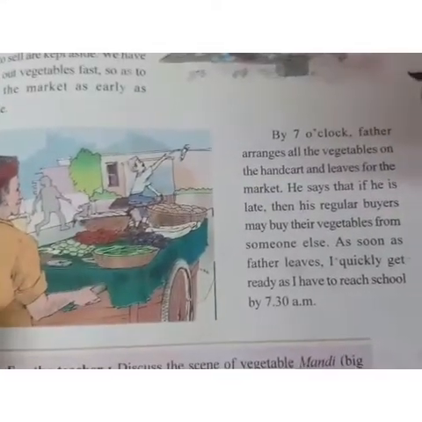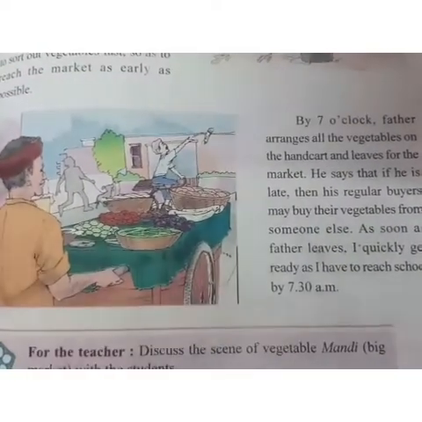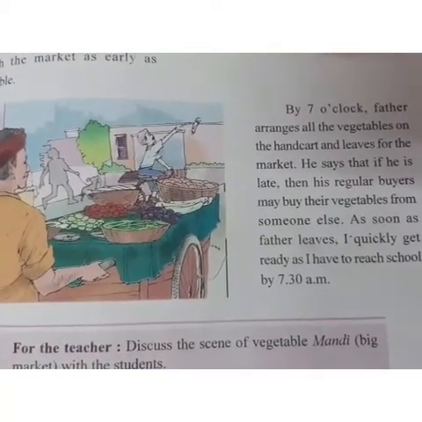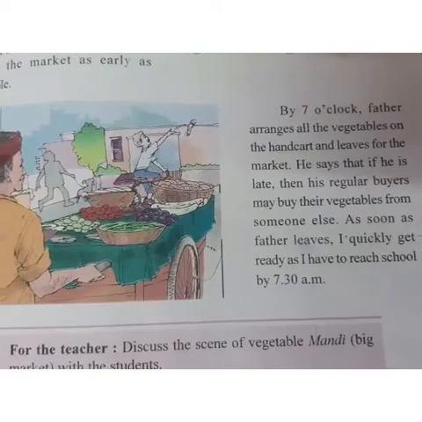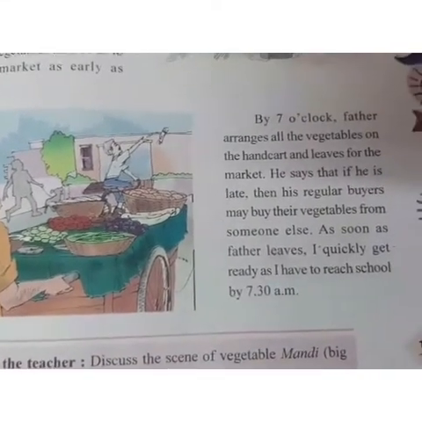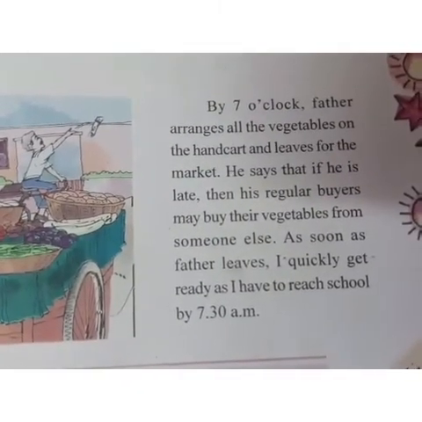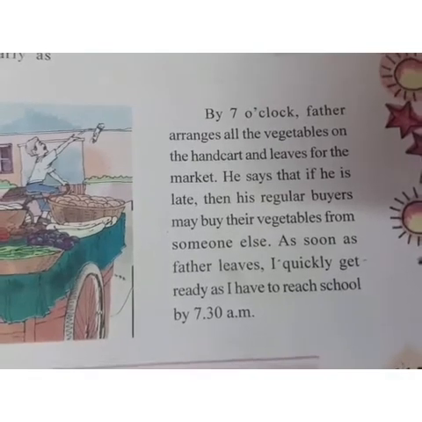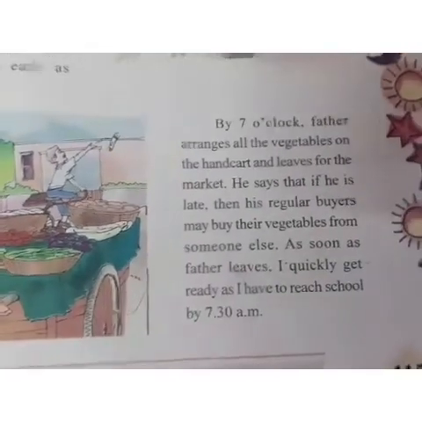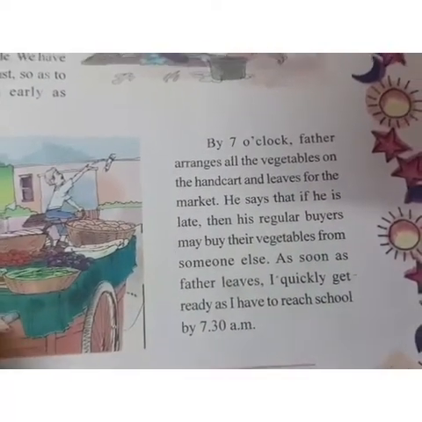Now what his father says is that by 7 o'clock he arranges everything. Between 6:30 and 7, that means within half an hour, they sort out the vegetables and arrange all the vegetables in different baskets on the hand cart, and her father leaves for the market, because he says that if he does not reach the market in time, then his regular customers will buy the vegetables from some other vegetable vendors. So he has to leave, and after the father leaves at 7 o'clock, Vaishali gets ready to go to school, because she has to reach school at 7:30.